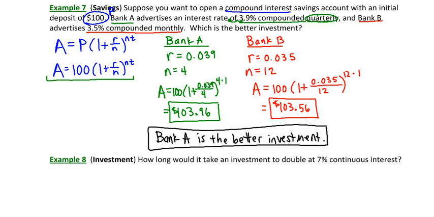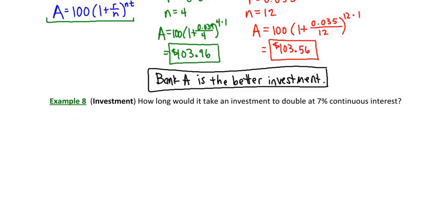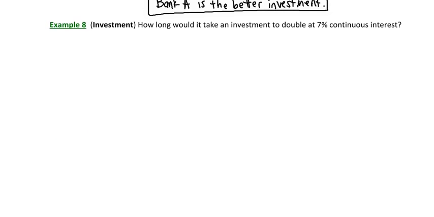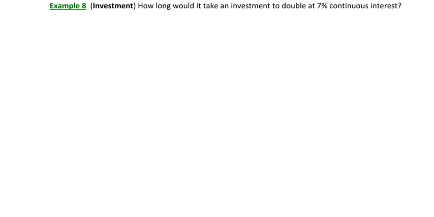Okay, last question on investments. How long would it take an investment to double at 7% continuous interest? Notice we're not getting interest compounded multiple times per year. We're looking at continuous interest. So in that case, we're going to use that PERT formula: A equals P e to the rt. How long would it take an investment to double at 7% continuous interest?